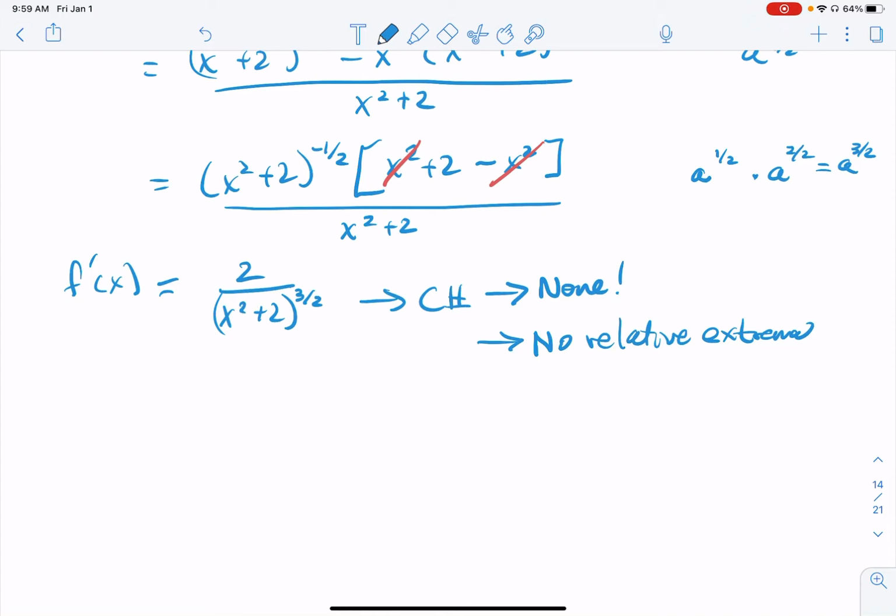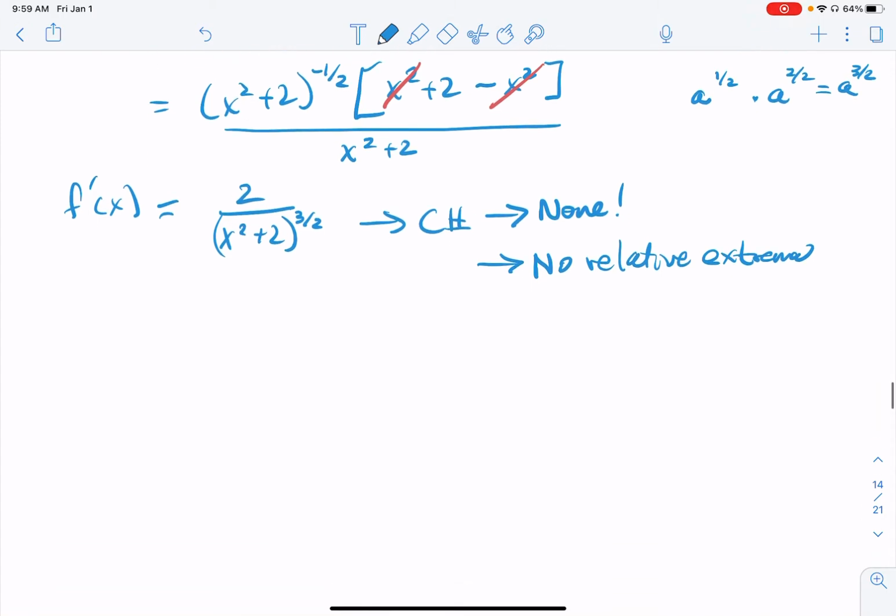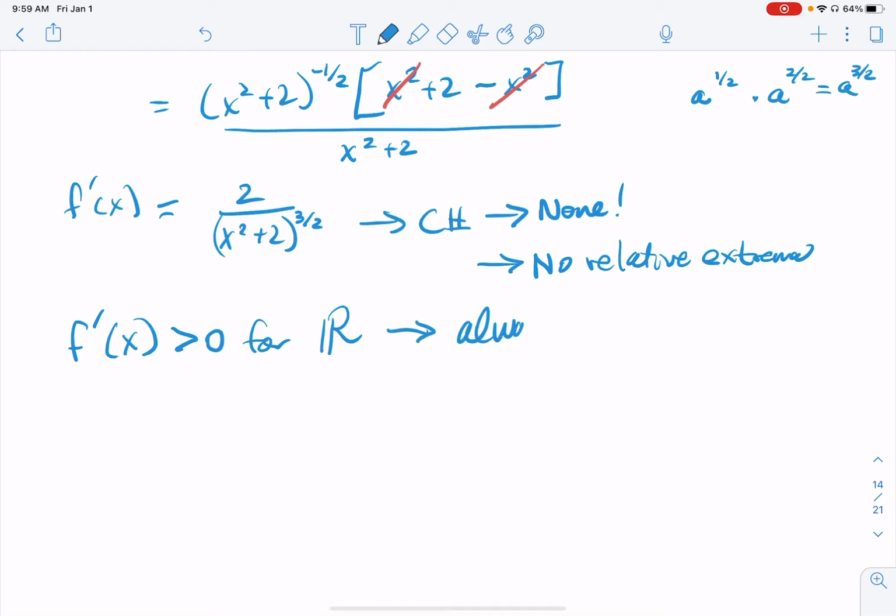There's words for that. What is it called? Strictly monotonic. So let's see. Which one is it going to be? Well, down here in the bottom, I'm taking the square root of this thing. Doesn't even matter. This is always going to be positive. 2 is always positive, which means that f prime of x is greater than 0 for all real numbers. This means that our function is always increasing. Always increasing.